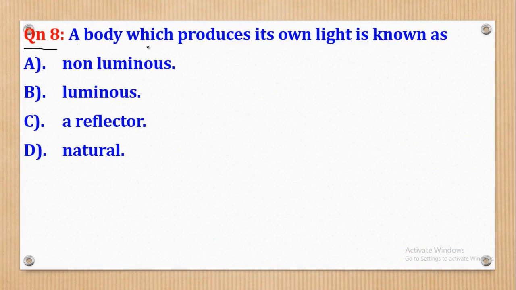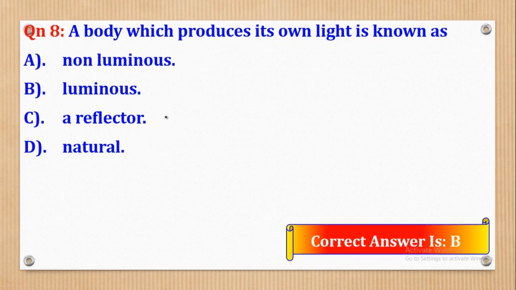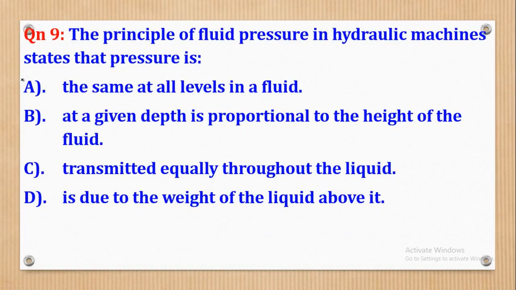Question 8 says, a body which produces its own light, now notice the words its own light, is known as: option A, non-luminous; option B, luminous; option C, reflector; option D, natural. So this is not okay, this is not okay, and this is not okay. The only option which is correct is option B. So we say the correct answer is B. So that was question 8.